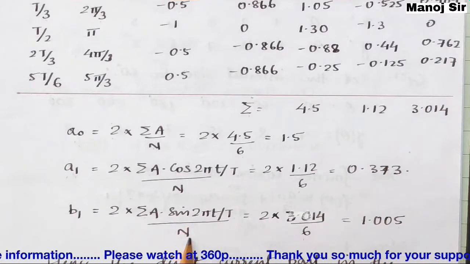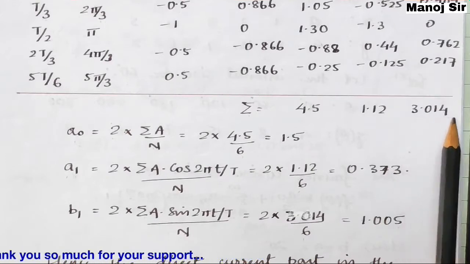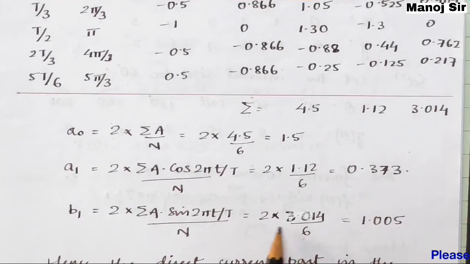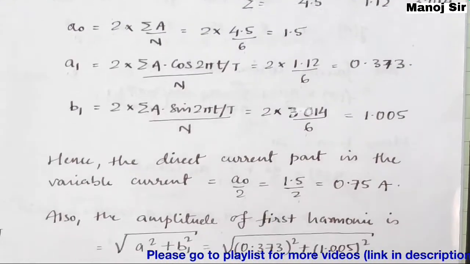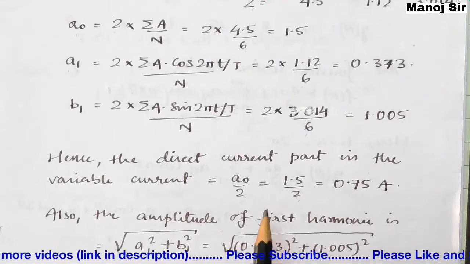Now to find b1, we have the formula: 2 into summation of a into sine 2 pi t upon capital T, upon n. We have this value, 3.014. Put this value over here. So 2 into this value upon 6 will give me 1.005.